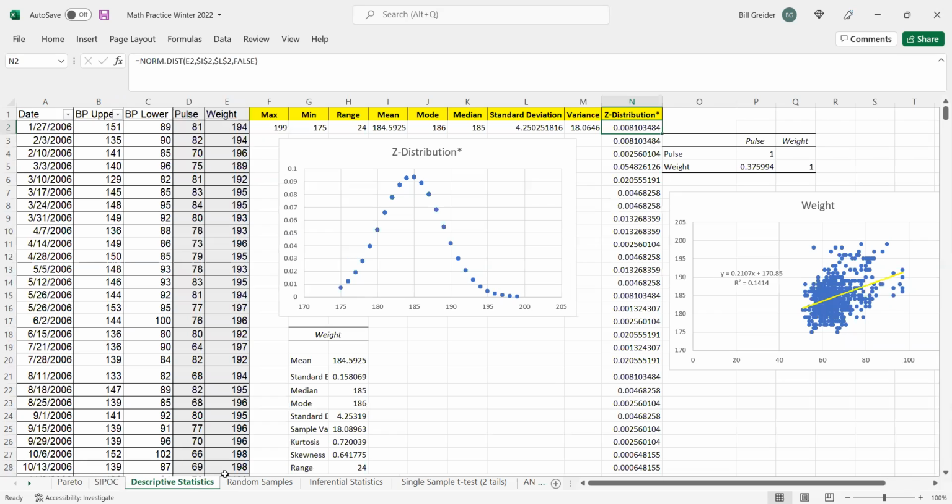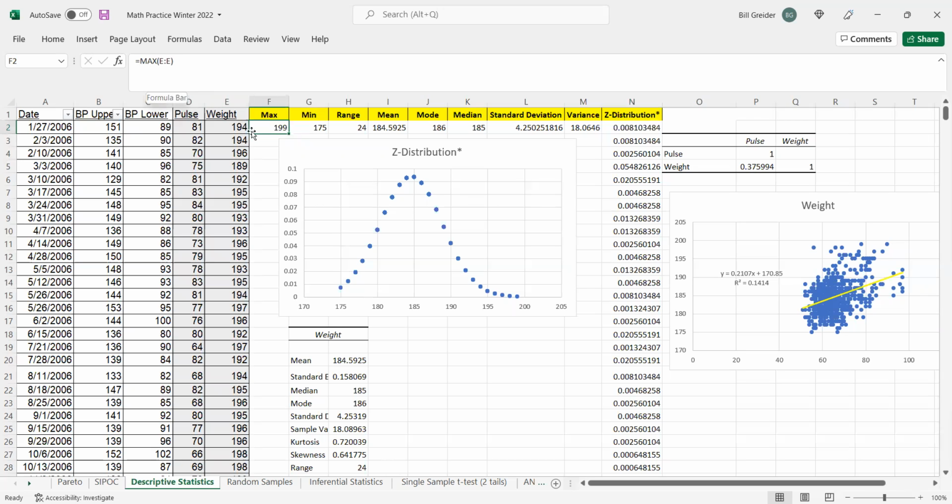Descriptive statistics, there's a couple of things going on in the homeworks on this particular slide. Originally, we only had the dates and weights, and there I wanted you to go through and get the max, min, range, mean, mode, median, standard deviation, variance, and Z distribution for all those. And you can see the formulas there.